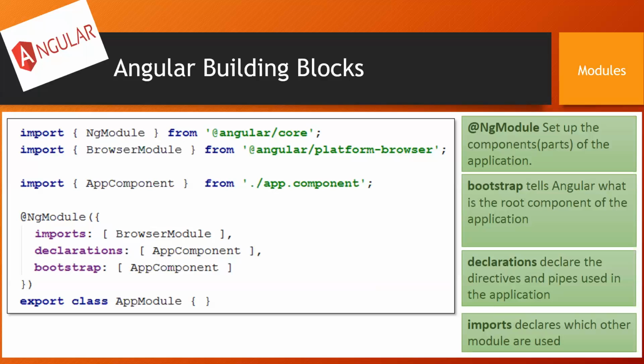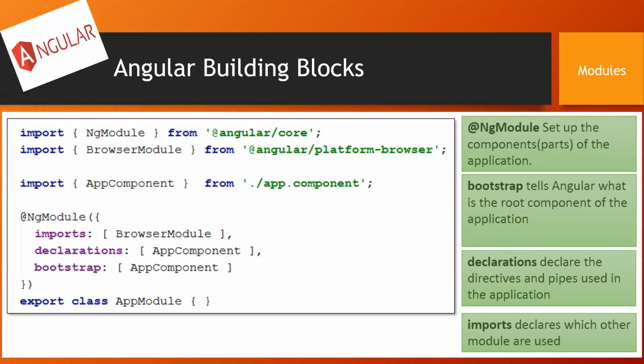Then we have Bootstrap. Bootstrap basically tells Angular what the root component of the application is, meaning which is the first component to be loaded when you run the application. Then you can see we have @NgModule in the example, which has three sections: imports, declarations, and bootstrap. Bootstrap we have already discussed. Then we have imports and declarations.